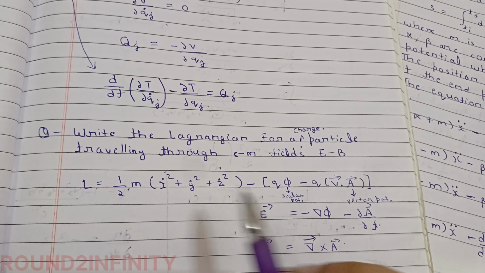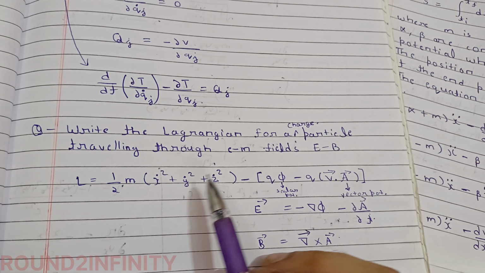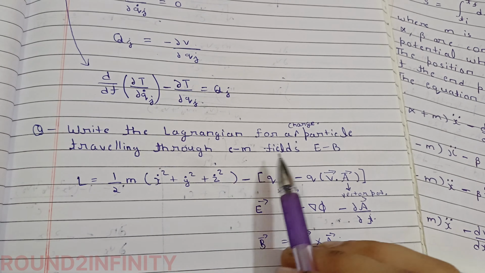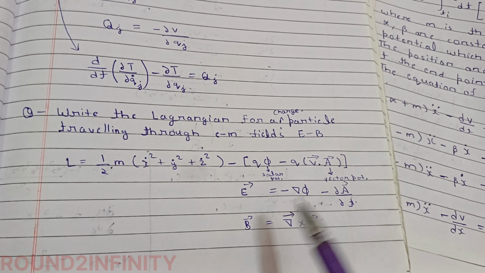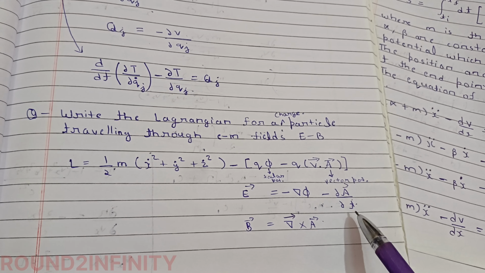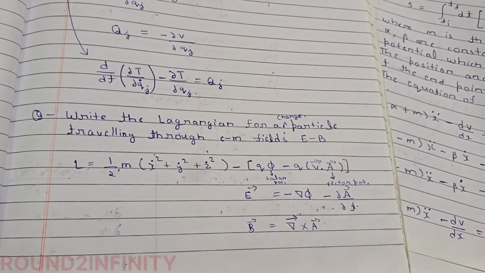So let's take an example. Write the Lagrangian for a charged particle traveling through the EM field. If a charged particle is traveling through the EM field, then it will have a velocity component in the potential also. So the Lagrangian is given by half m velocity square, where velocity square will be vx square plus vy square plus vz square, so x dot, y dot, z dot. Now the potential is q phi, the scalar potential, plus the vector potential term, and from electromagnetic theory E will be minus del phi minus del A by del t, and B is nothing but del cross A. Okay, so you just substitute these values here.